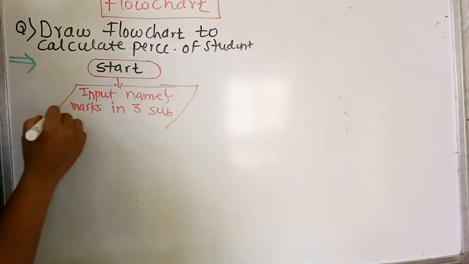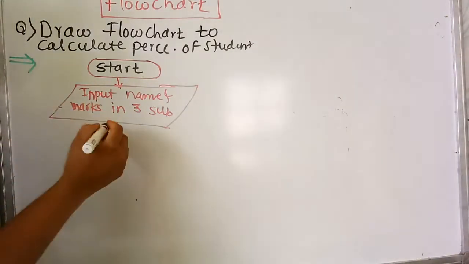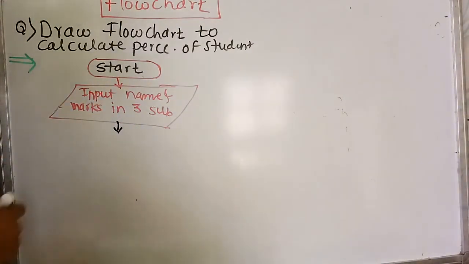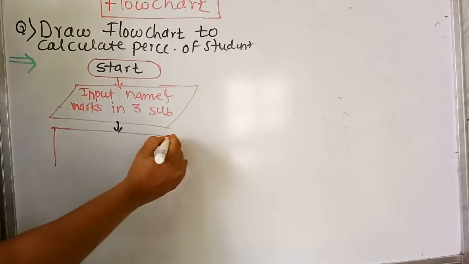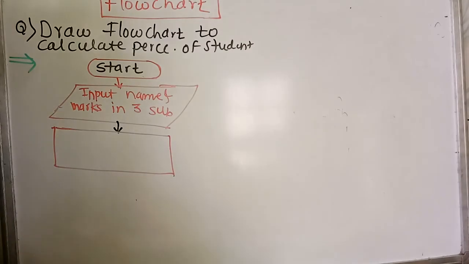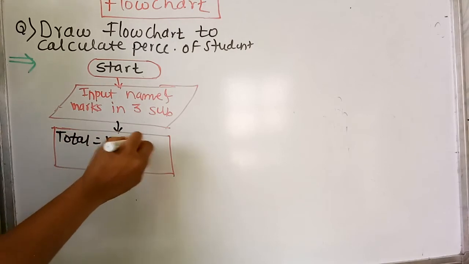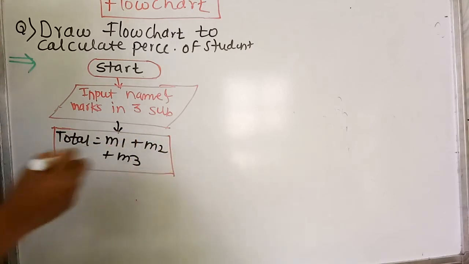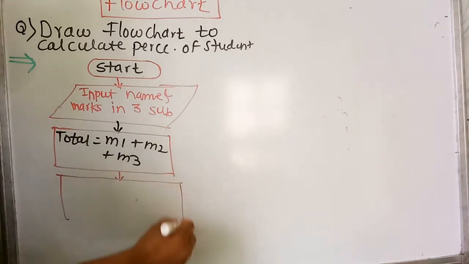Now we have to calculate the total first. For that we will use a rectangular shape and write total equals marks 1 plus marks 2 plus marks 3. Now what is the next task? The remaining task is calculating the percentage. So what is the formula for calculating the percentage?